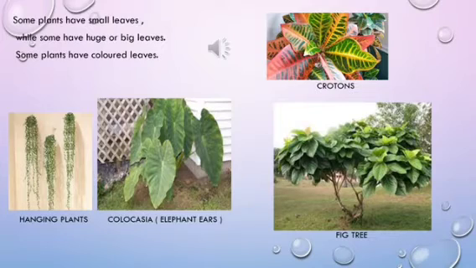Now, some plants have very tiny leaves also. For example, if you have observed, some of the houses they have these hanging plants. If you observe, the leaves are very tiny. So, here itself we find that there is a very huge variety of plants around us.